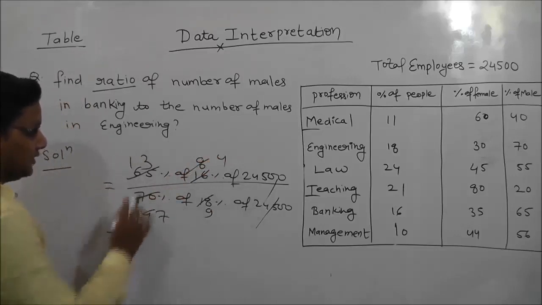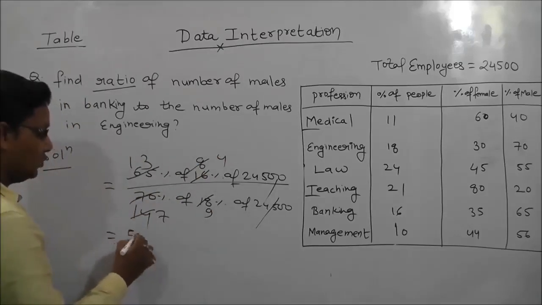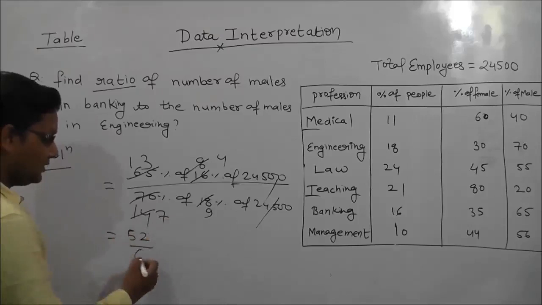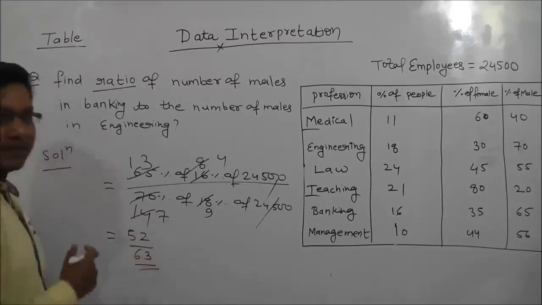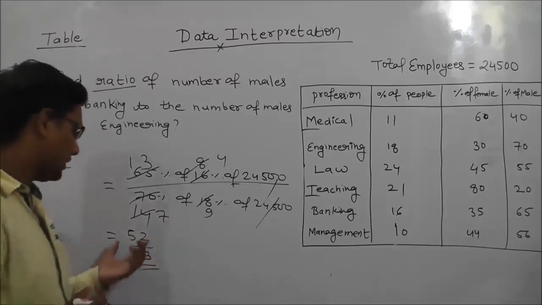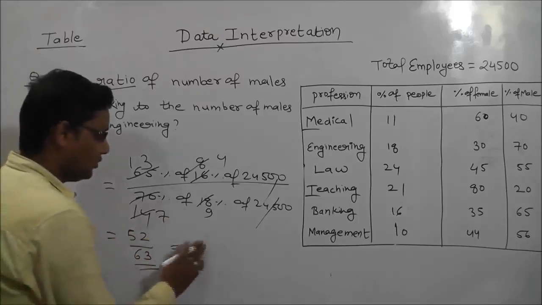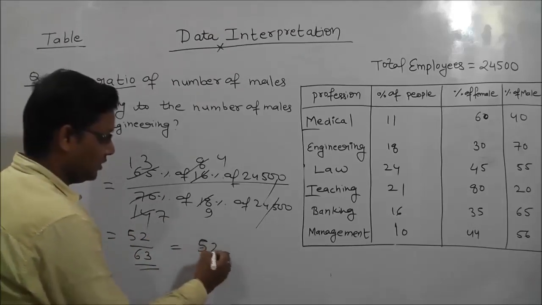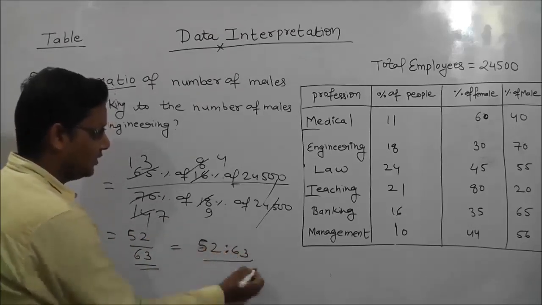So 13 into 4 is how much? 52. And 9 into 7 is how much? 63. So this cannot be cancelled further. So the ratio will be 52 is to 63.